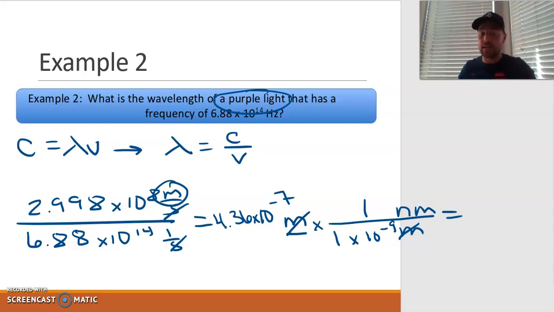Either way, no matter how you did it, you should end up getting the answer as 436 nanometers, which doesn't that make sense because we know the visible light spectrum is between 400 and 700 nanometers. So that lines up.